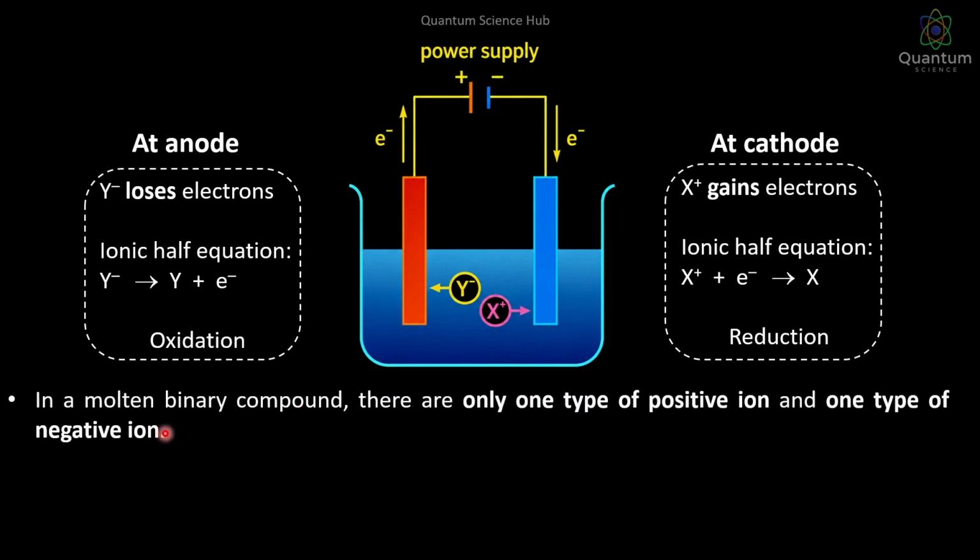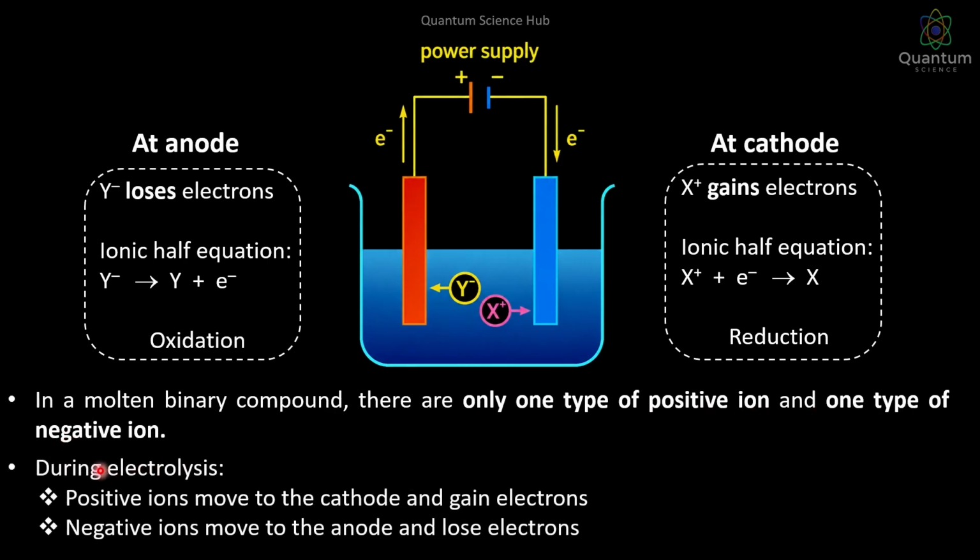In a molten binary compound, there is only one type of positive ion and one type of negative ion. So during the electrolysis, the positive ions move to the cathode and gain electrons, while negative ions move to the anode and lose electrons. Okay, please take a look at this example here.